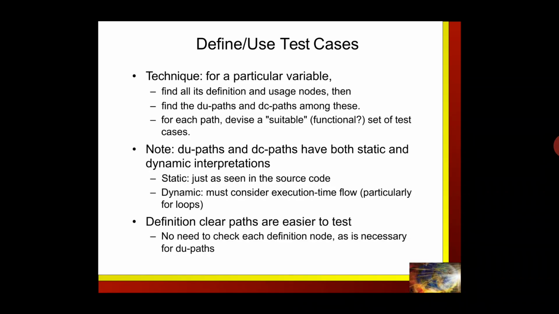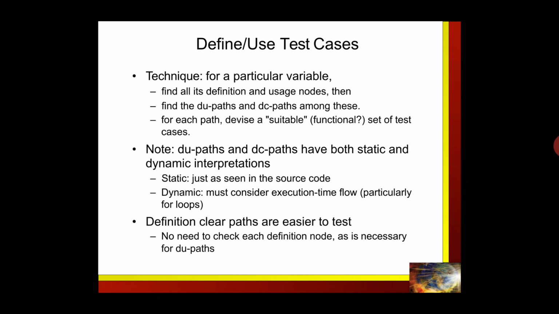So these define and use test cases, if you want to say the define and use test cases, the technique they use here is for a particular variable, find all its definition and usage nodes. That is the first point, right? Find all the definitions of a variable and usages of a variable. And the next thing is find the DU paths and DC paths among these. For each path, devise a suitable set of test cases. Okay, based on that one, devise a suitable set of test cases.